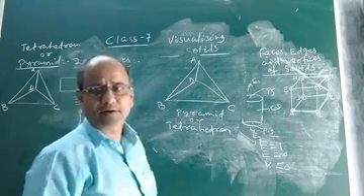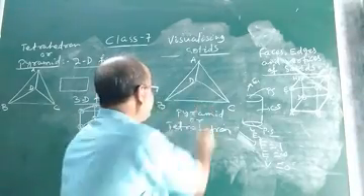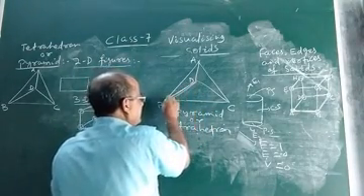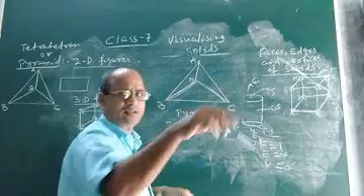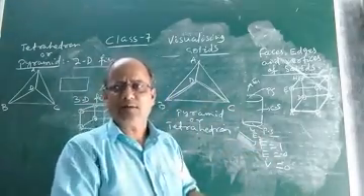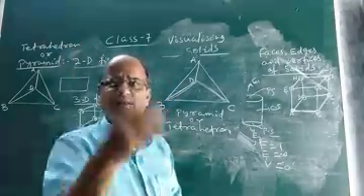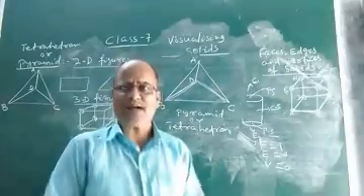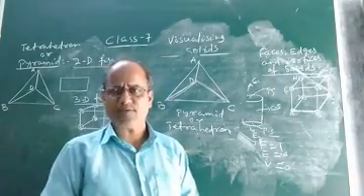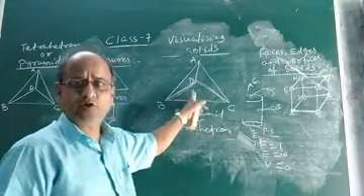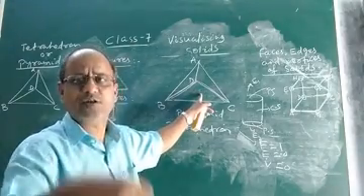So what is a pyramid? A pyramid is a solid. Look at this, this is the base. So again you will ask me, sir, what is a base? Base means anything on which a solid stands. Suppose I am standing on the floor. Now the floor is my base. Similarly, if I ask you, this solid stands on which base?